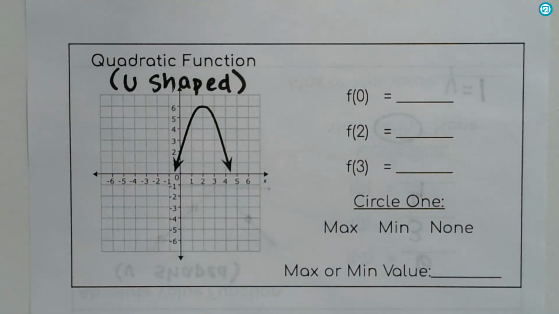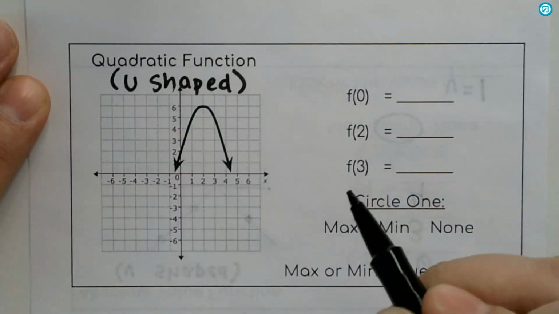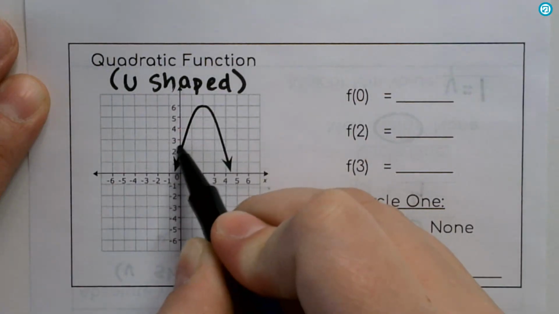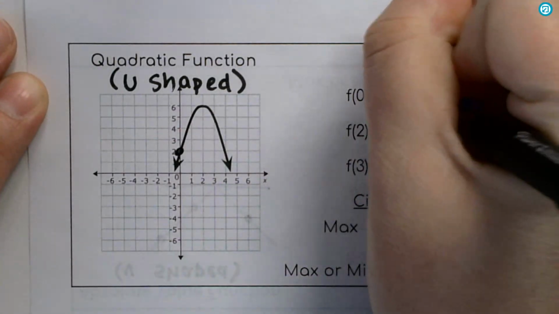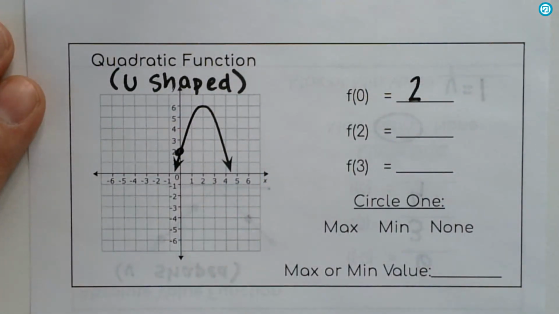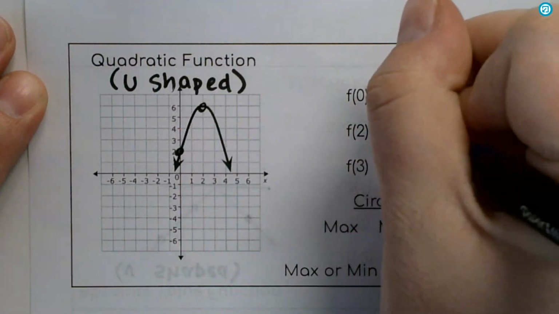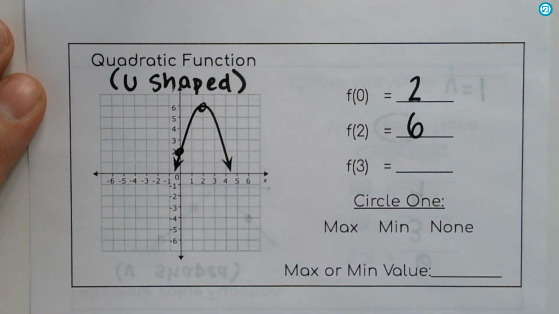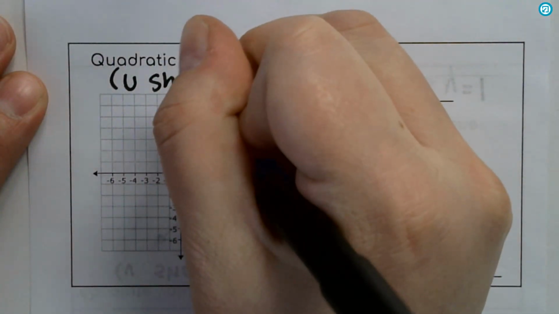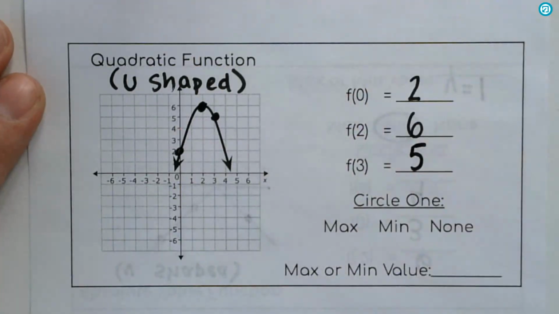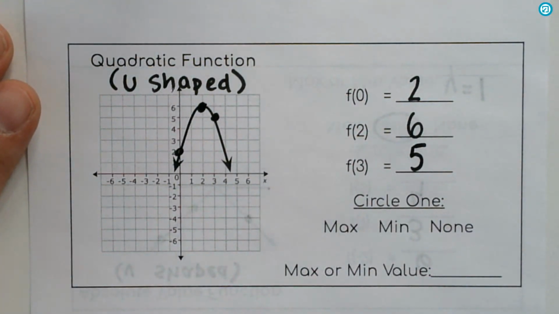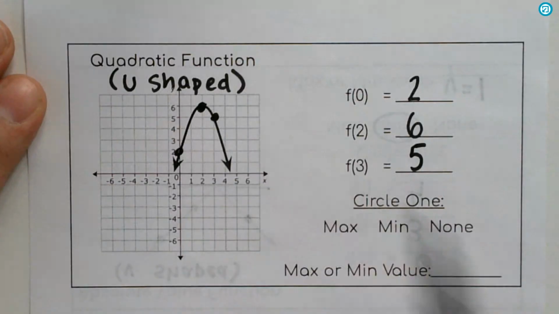Okay. What did you guys get for f of 0? 2. I agree. What did we get for f of 2? 6. So f of 2 is 6. And then f of 3 is 5. So f of 3 is 5. Especially on these quadratic ones, drawing that dot on there is going to help you be able to follow it over to the correct spot, because they get a little narrow sometimes.